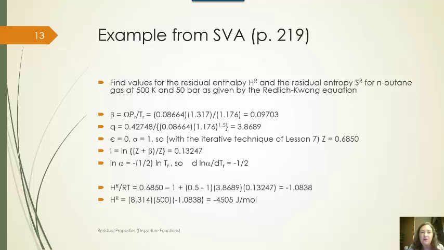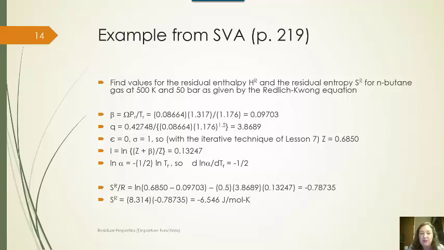If I wanted to figure out for S, I'm going to do very much the same thing, use the appropriate formula. I get SR over R is negative 0.78735. Multiply by my choice of R, I chose 8.314 joules per mole Kelvin, and I end up with the residual entropy is negative 6.546 joules per mole Kelvin.